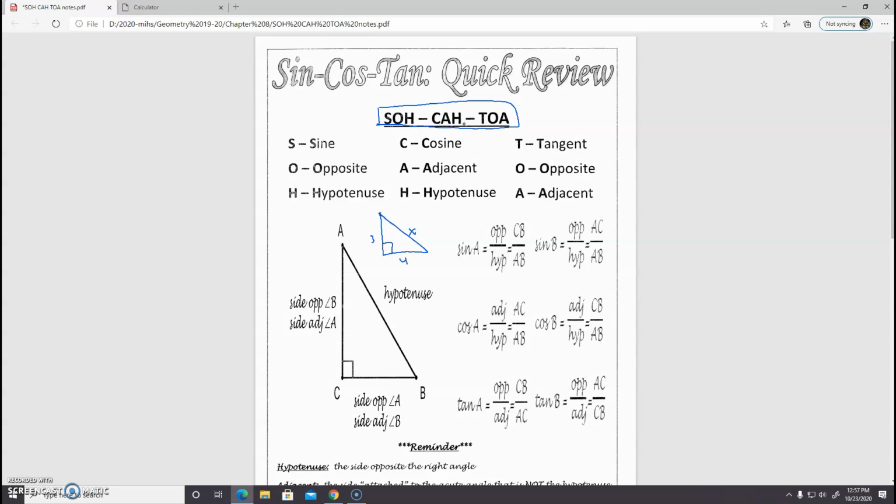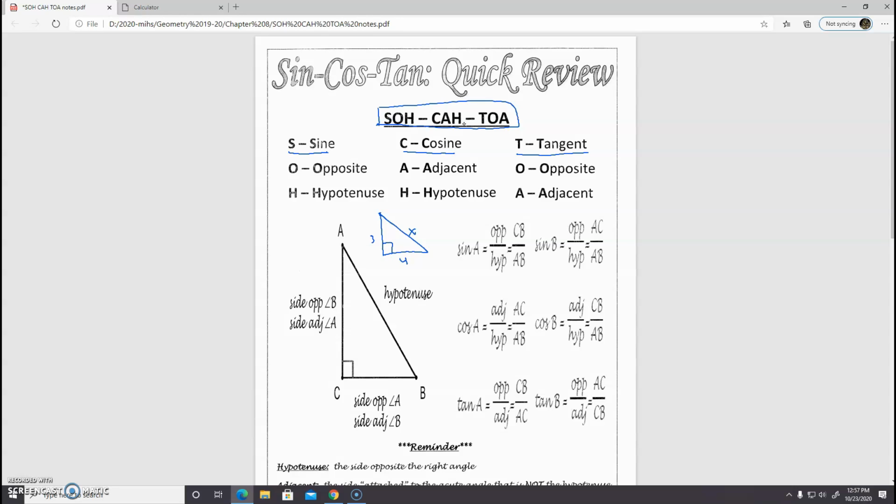So what does it stand for? Sine, cosine, and tangent are functions. There's actually a button on a calculator. It says SIN, COS, TAN. You've probably seen them, but that's what they're standing for: sine, cosine, and tangent.